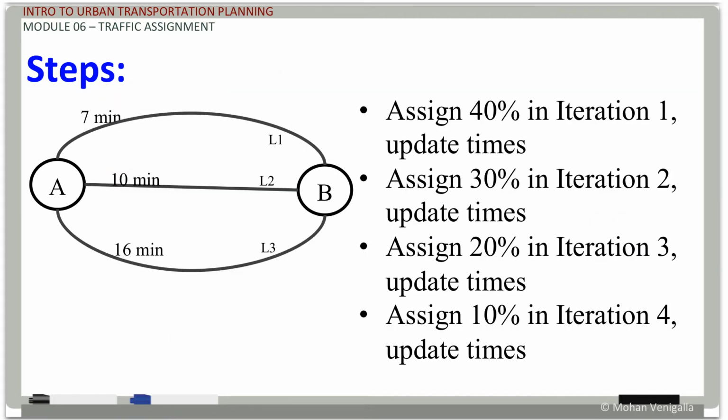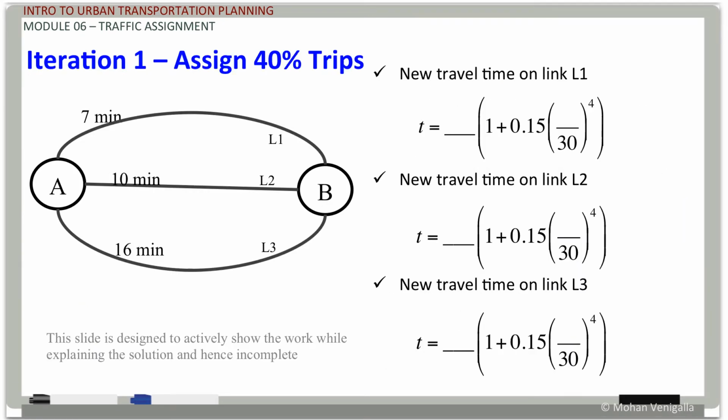So the steps we talked about earlier: assign 40% of the trips, which is 40% of 100, is 40. So 30% of trips is 30, like that. So assign them 40 in the first iteration, 30 in the second, and so on. Now, if you are just looking at the presentation, this slide is incomplete. Without the work that is being placed on it, it is useless by itself. So pay close attention to what I'm doing here.